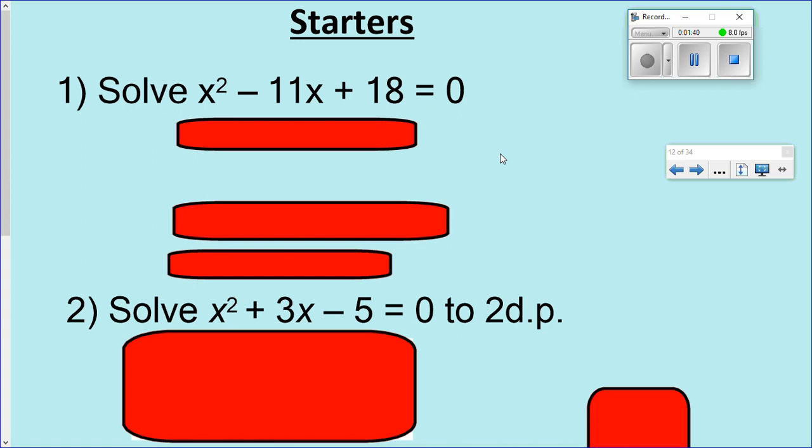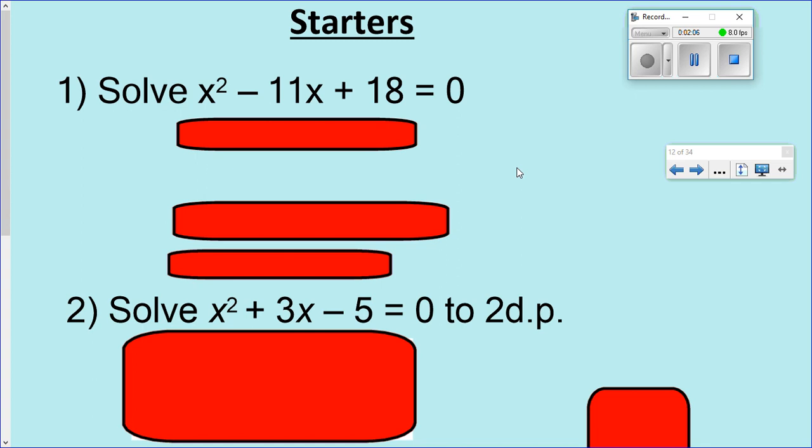so it has to be our trinomial. Now, when we're doing trinomials, we have a look at this end value here because there's no number in front of the x squared. We have a look at this plus 18. Now, because we're multiplying to get a positive, it means our signs have to be the same. They either both have to be negative or they both have to be positive. So we're looking for factors that multiply to give 18, and then add to give negative 11.